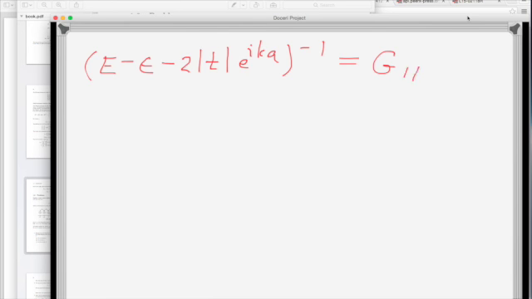And isn't that going to be G11? Because now your device is just one node, and so you just fold in both the left and the right self-energies. They add together to become 2 T e to the i Ka. Is my sign right in front of the... Is it plus? Yeah. Is it plus?